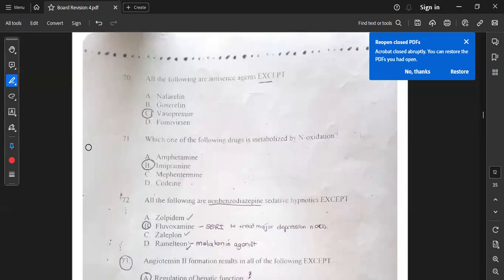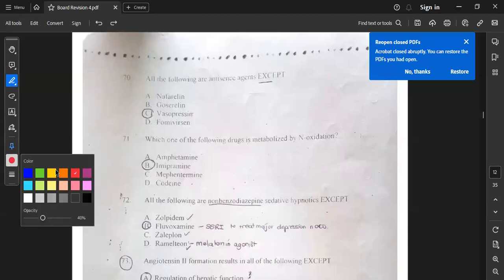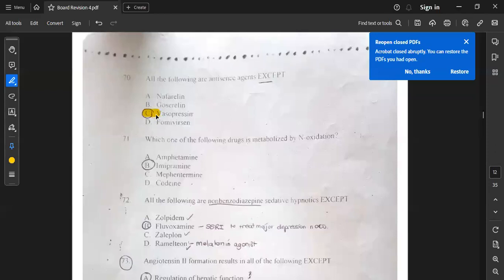Moving on to the next question. Which of the following drugs is metabolized by N-oxidation? Is it amphetamine, codeine, imipramine, or mephentermine? Which drug is metabolized by N-oxidation?